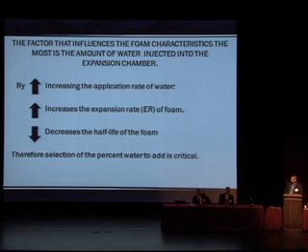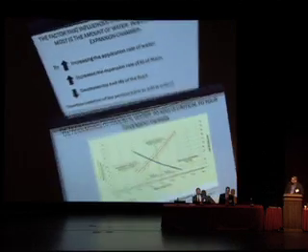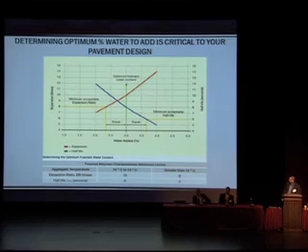The one thing that affects both of these properties is the amount of water you put into it. So by increasing the rate of water, it increases the expansion rate of the foam. However, it decreases the half-life of the foam. Therefore, the percent of water to add is critical. In order to determine the percent water that you add, you take that 8 times expansion rate and 6-second half-life, and you get an equal space in between, and that determines your optimum water to add.